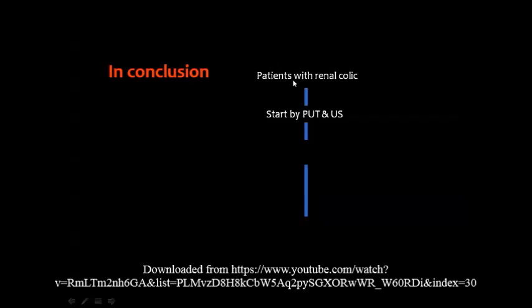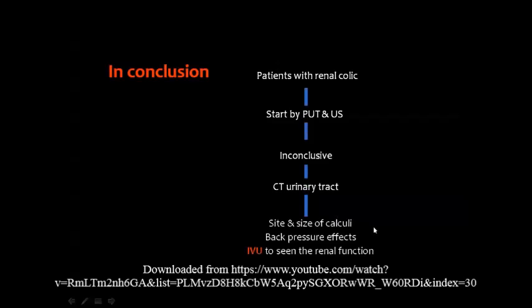Starting with patients with renal colic, suspected to have urinary calculi, we start our evaluation by plain X-ray and ultrasound. If we can reach a diagnosis, well. If we cannot reach the diagnosis and these techniques are inconclusive, then we go directly to the CT-UT, which is performed without the need of injection of contrast material.